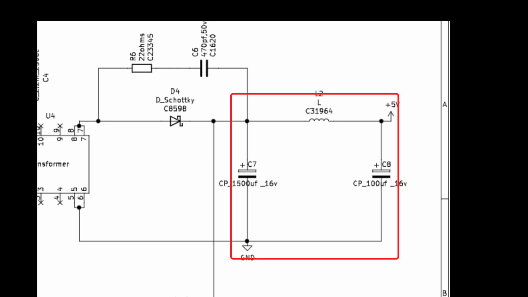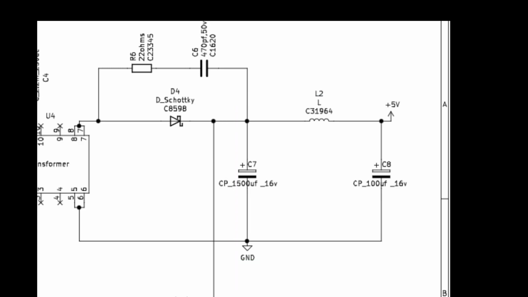This is our output pi filter. The working of pi filter is already discussed in our previous blog. So finally, we can get pure 5V DC output from this circuit.